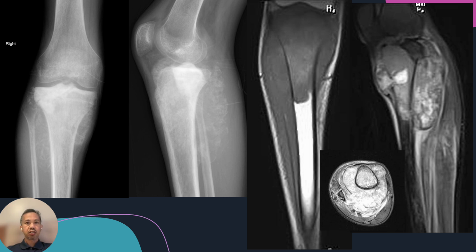It is very essential to request for the whole extremity MRI to know if there are skip lesions. You may notice this as a small lesion beyond the primary location. So it's very important for you to have not only the MRI of the lesion, but the whole extremity.